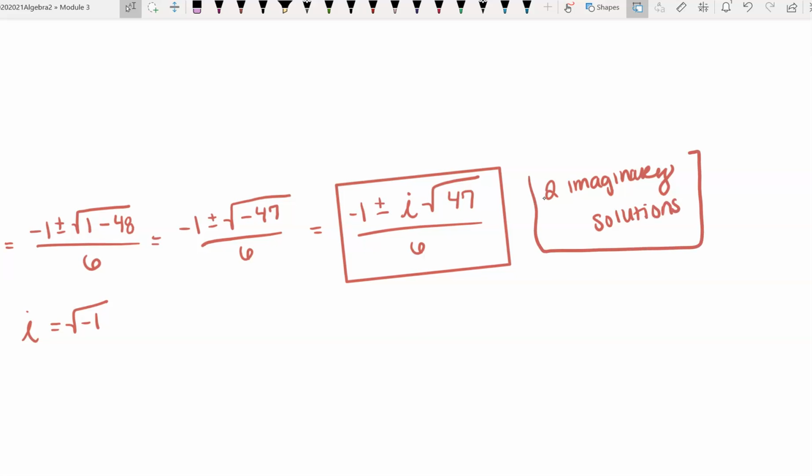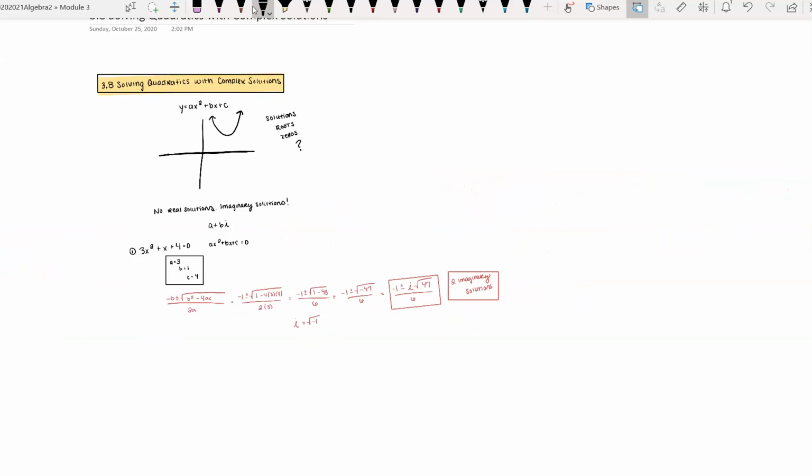So this graph is going to look like it doesn't cross the x-axis on a normal coordinate grid, but it does on the imaginary axis. Okay, let's try another one. Let's do number 2 right down here. Okay, let's say we have -5 equals x squared plus 4x.